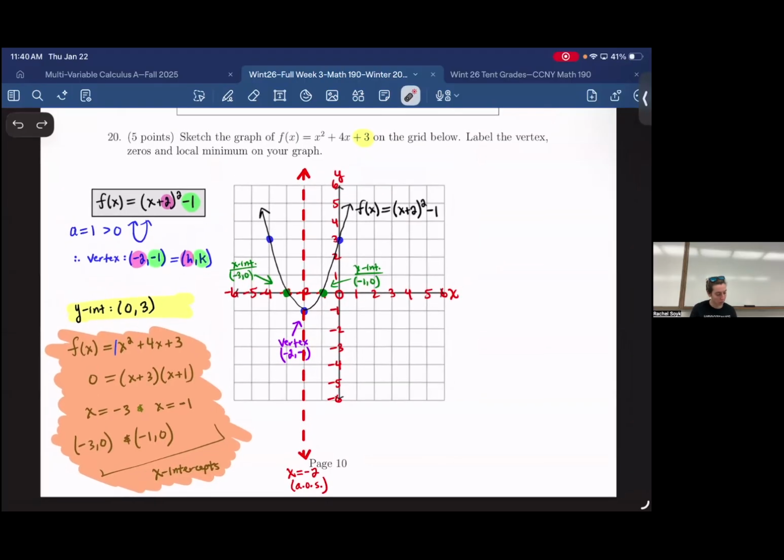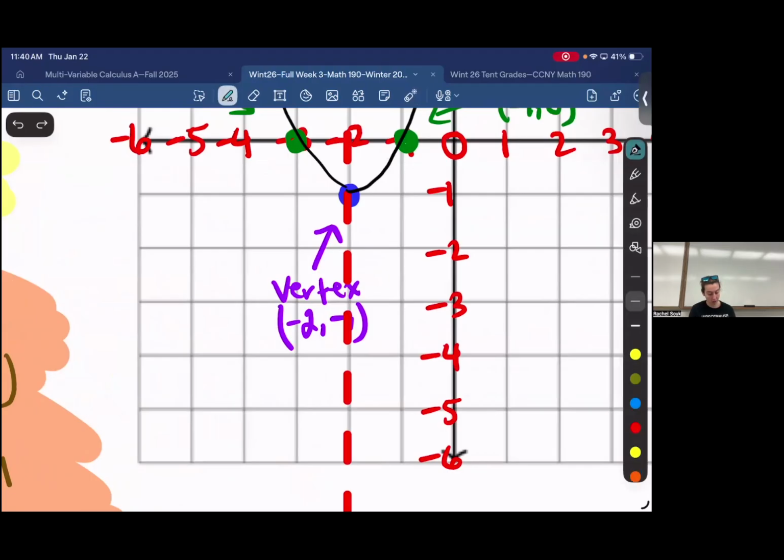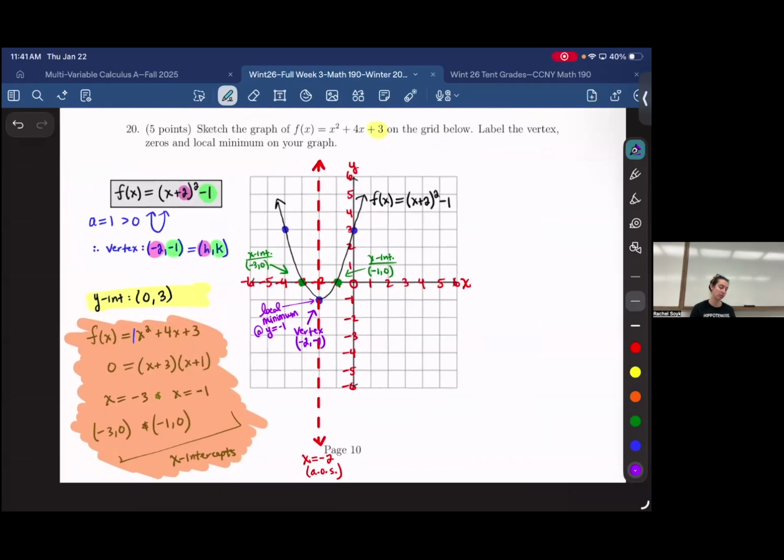And then let's read the instructions one more time to make sure we covered everything. We sketched the graph, we labeled the vertex, we labeled the zeros, aka our x-intercepts. Ooh, we forgot to label the local minimum. So we need to zoom in on that vertex and also state that this is a local min. It's a local minimum at our y is equal to -1. Okay, now we completed it. Full points, 5 out of 5.